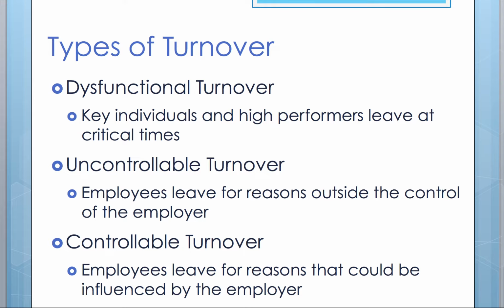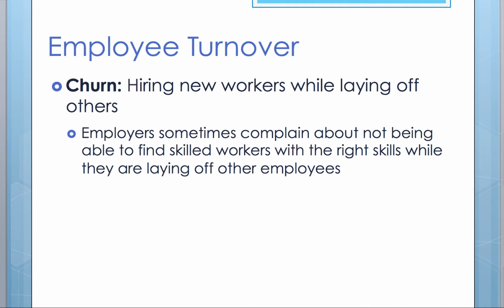Uncontrollable turnover is when an employee leaves and the employer has no control over it. That could be death, that could be deployment from military, and a number of other things. Controllable turnover is basically when it's been influenced by the employer. That's why you have to leave.